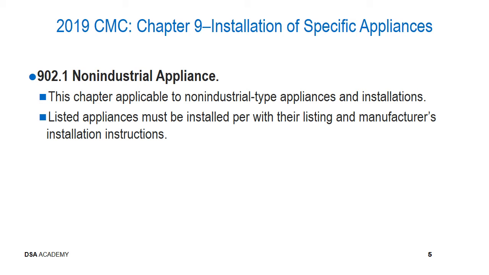There are three main considerations, obviously, simple, fundamental considerations for the installation of any non-industrial appliance. And they are, number one, air for combustion and ventilation. Number two, clearance requirements to any combustible materials. And number three, venting systems.